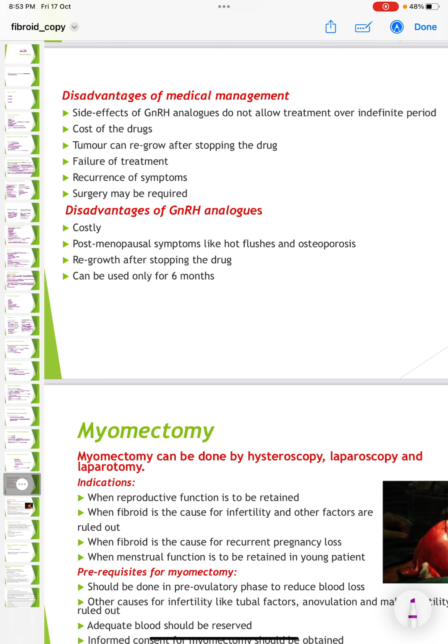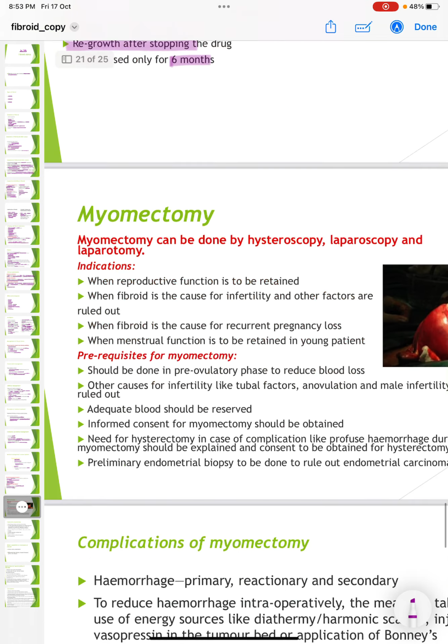So the disadvantages: side effects of GnRH analog cause menopause-like symptoms, so not more than 6 months, and the cost of the drug is more, and after stopping the treatment the tumor can regrow. Then there is failure of the treatment or recurrence of the symptoms, and surgery is the last stage of treatment. So it is costly, we get hot flushes and osteoporosis, and after stopping for 6 months there is regrowth of the fibroid.